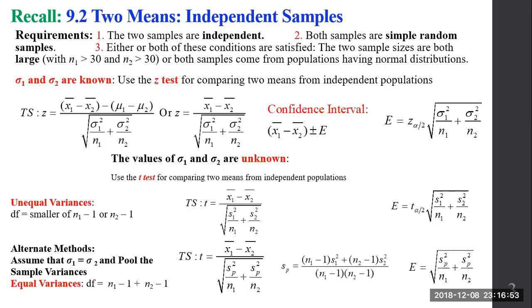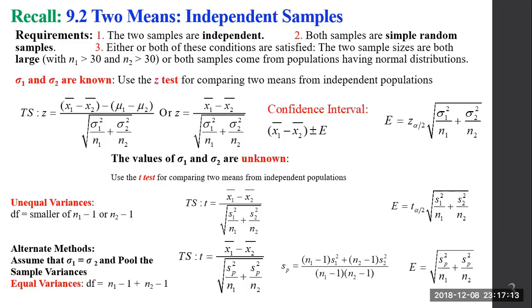Sigma 2 has changed to s2. In the last case, where we assume that sigma 1 and sigma 2 are equal, then we use the pooled sample variance. And the degrees of freedom would be the two degrees of freedom combined, which means n1 minus 1 plus n2 minus 1.